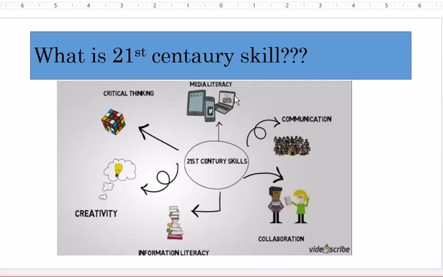Next, whenever you are using a media, you must communicate. Communication is very important, because people need to communicate well. Only then do people understand it. Therefore, one of the important 21st century skills is communication.